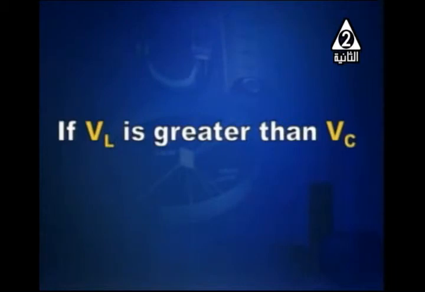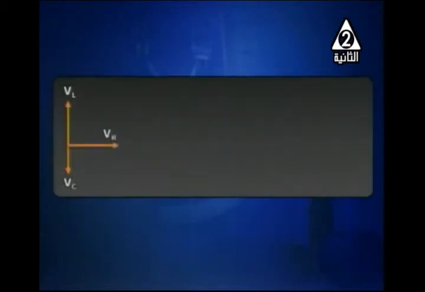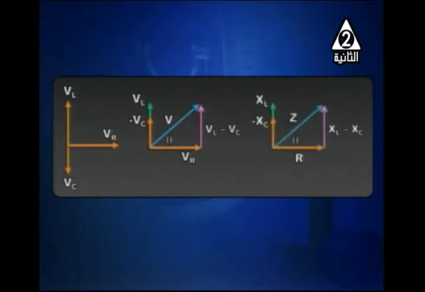If VL is greater than VC, the vector diagram is shown in front of you. VR is in phase with the current. VL leads by 90. VC lags by 90. So when VL is greater, the direction of VC will be changed, but we have to put a negative sign. So the vector that represents the difference between the two voltages, VL and VC, is shown in front of you. And if we want to represent it by reactance, that is also shown in front of you.